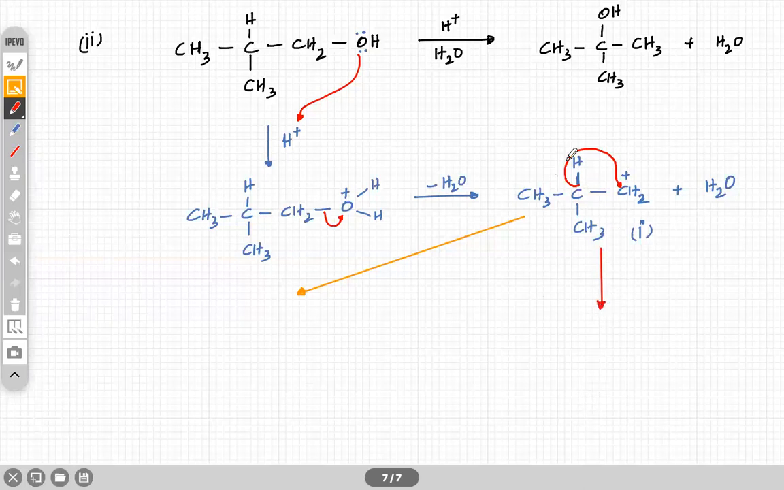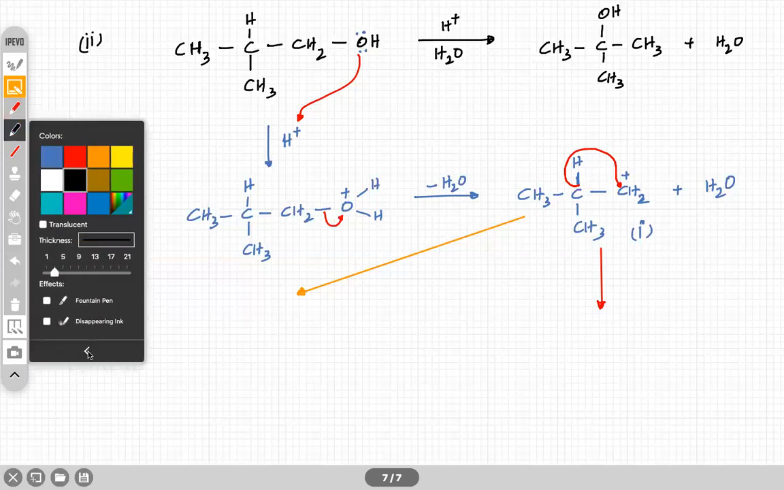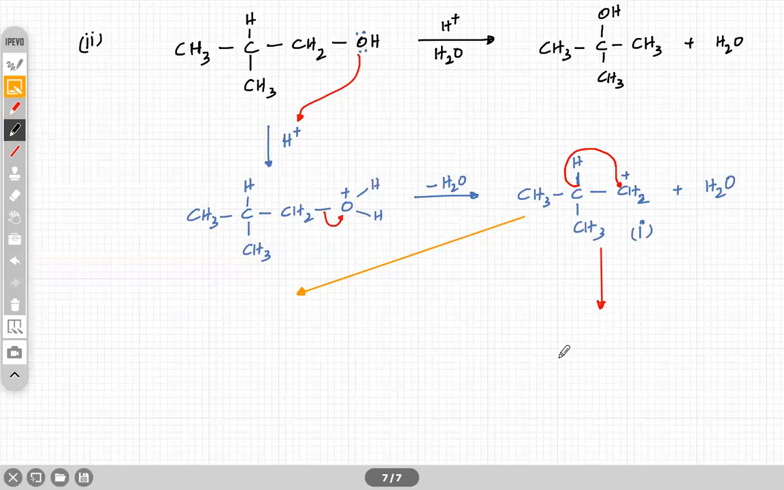Okay, so what happens with this red shift, you see? We get here a new carbocation, which is CH3, C positive charge, CH3, CH3, positive charge on it.